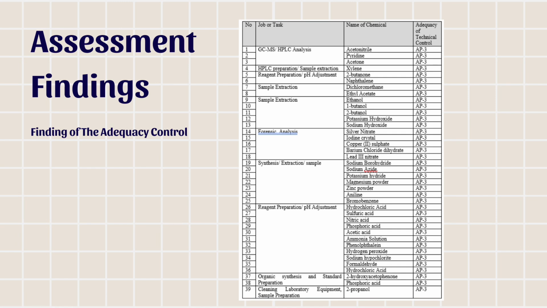Any changes in chemical quantity, work procedure, equipment, or frequency of use may affect the exposure level and require the assessment to be reviewed. Next, the third presenter will explain the detailed findings on the existing technical, organizational, and emergency controls.